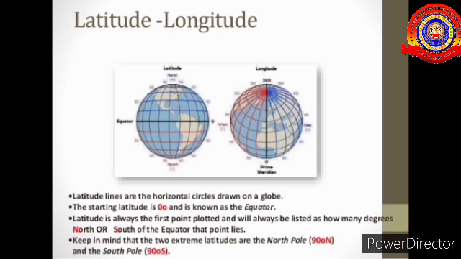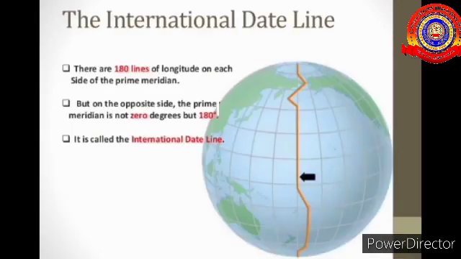Latitude is always the first point plotted and will always be listed as how many degrees north or south of the equator that point lies. Keep in mind that the two extreme latitudes are the North Pole, that is 90 degrees north, and the South Pole, that is 90 degrees south.